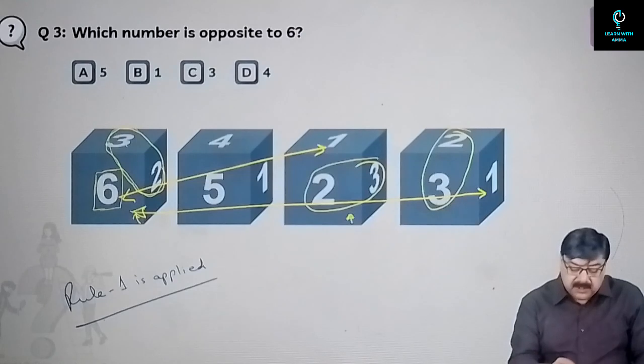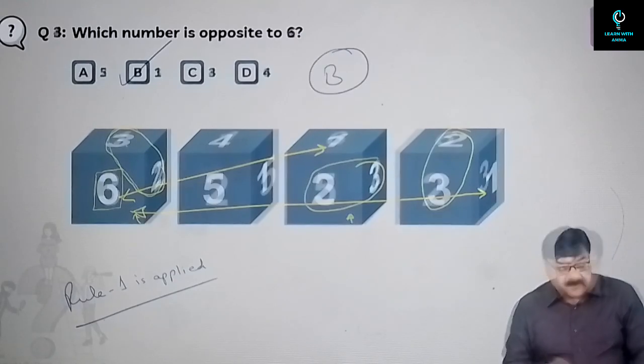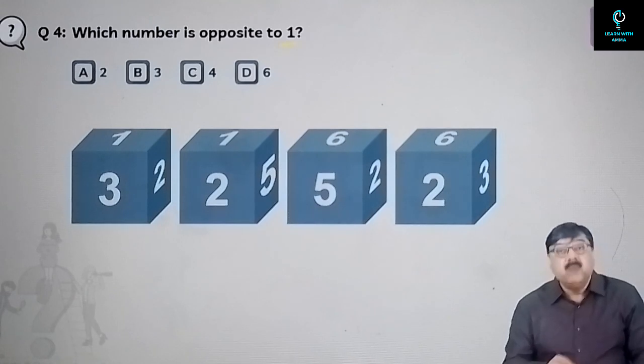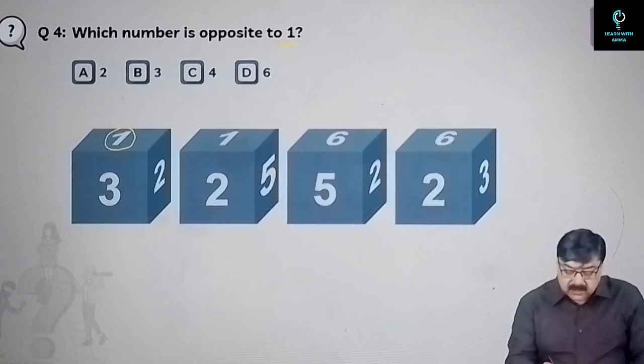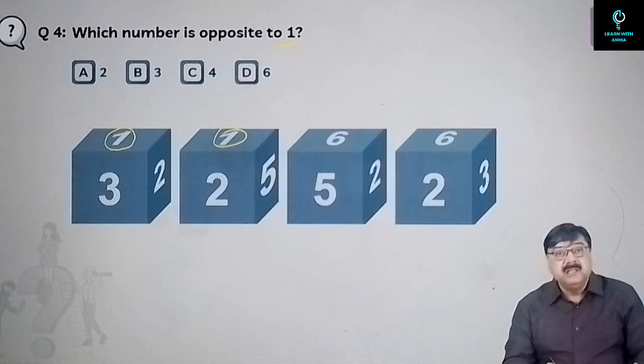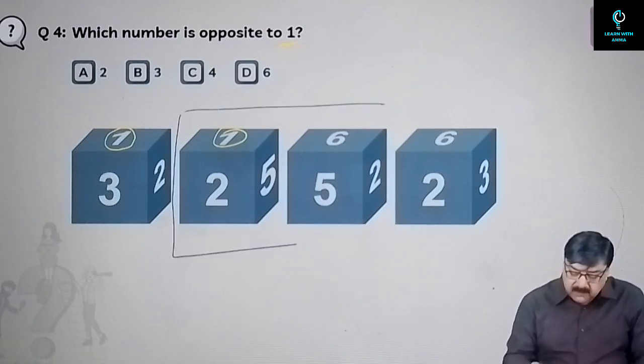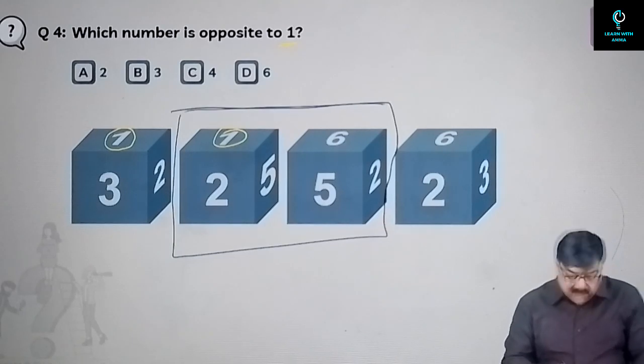So opposite to 6 is number 1 given to us in choice B. That is the correct answer. Now which number is opposite to number 1? Now this is 1. This is also 1. So we can't choose both these diagrams. We can choose only one of them. Well, let us choose diagram 2 and 3. That would suffice. And why so?